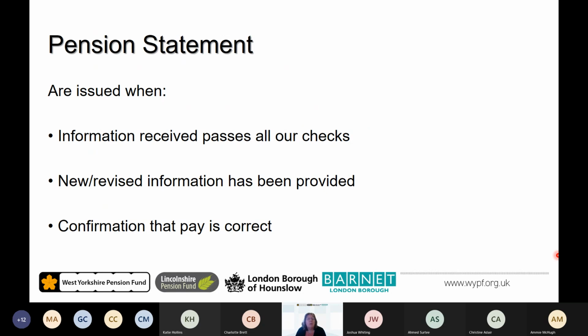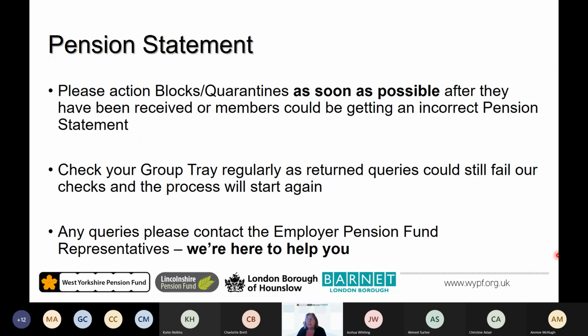So the statements will be issued when all the information that we've got passes our checks. All new and revised information's been provided, and that's passed our checks, or you've confirmed that everything is correct, and again everything's passed our internal checks. It will then go off for benefit statement.